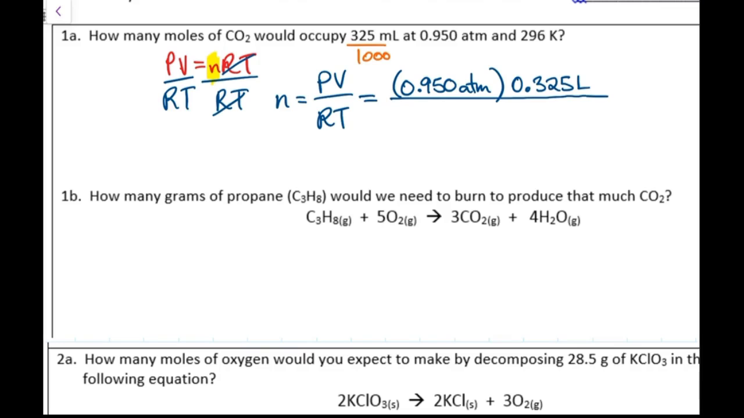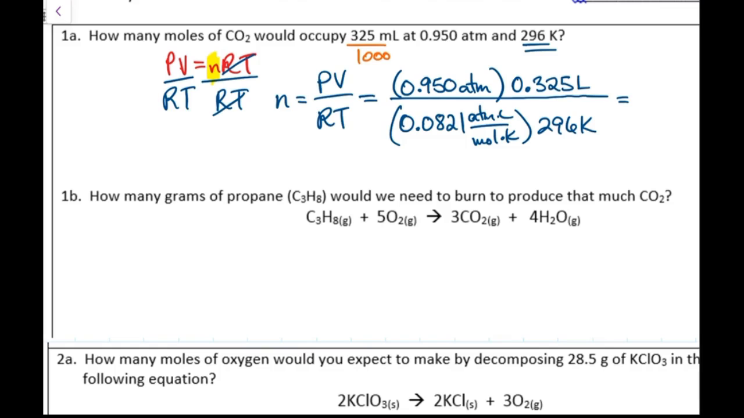And then on the bottom, our R value depends on the pressure unit, right? So if you look back in your notes, you should be able to figure out the R value for atmospheres. It's a constant, so as long as we're in atmospheres, it's always going to be 0.0821 atmospheres times liters over moles times kelvins. And then our temperature has to be given in kelvins, or if it's given in Celsius, we have to add 273, but it's already in kelvins. So 296.